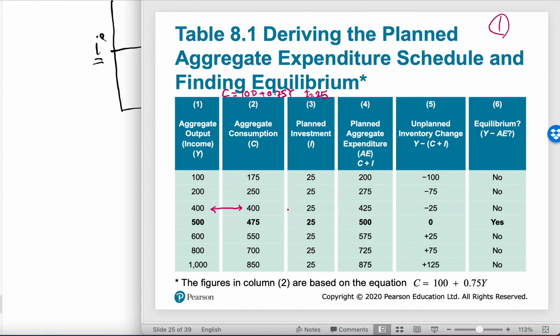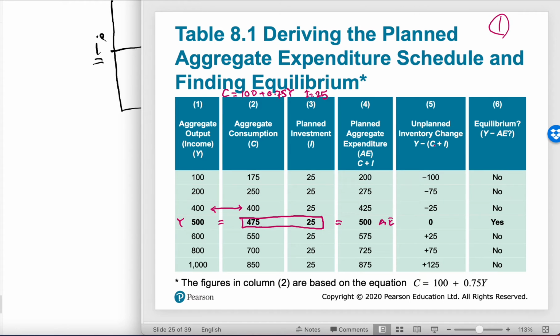But the equilibrium would be that columns 2 and 3 together, number 4, show the aggregate expenditure, which is 400 plus 25, 425. So spending is 425, but the income is 400. So they are unequal. But if we continue, we would see that these together are 500 and this is also 500. So Y is equal to aggregate expenditure. If this is equal, then we have equilibrium.